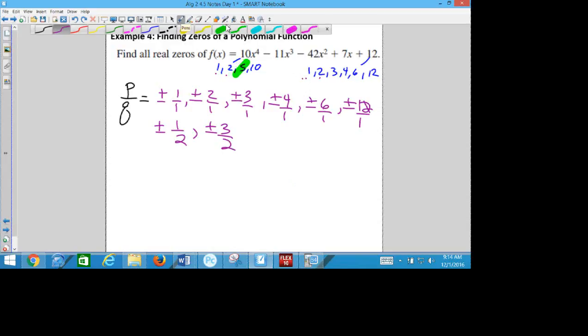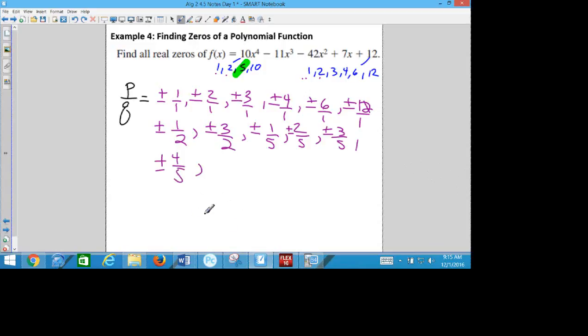Now let's do all of those numbers over 5. 1/5, 2/5, 3/5, 4/5, 6/5, 12/5.